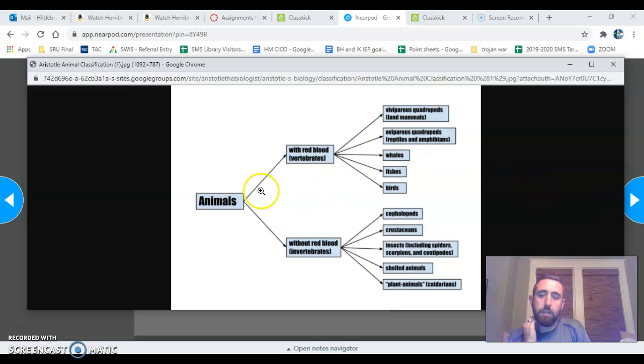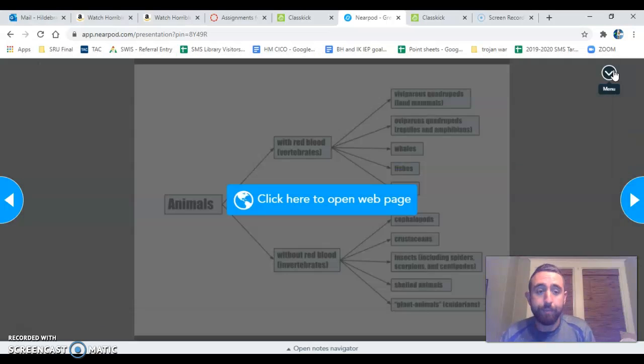Here is kind of an interesting way that he categorized animals. He started with those with red blood and those without red blood, and kind of went from there. Obviously, we've made a lot of scientific advances beyond that. And that's kind of how he started. He was one of the first to do it.